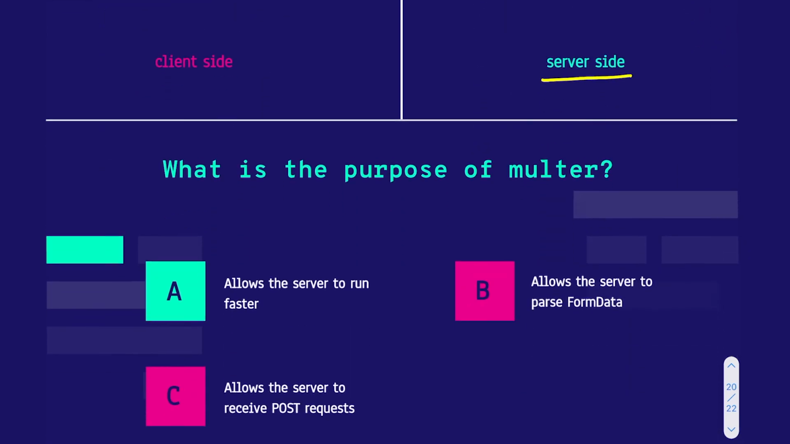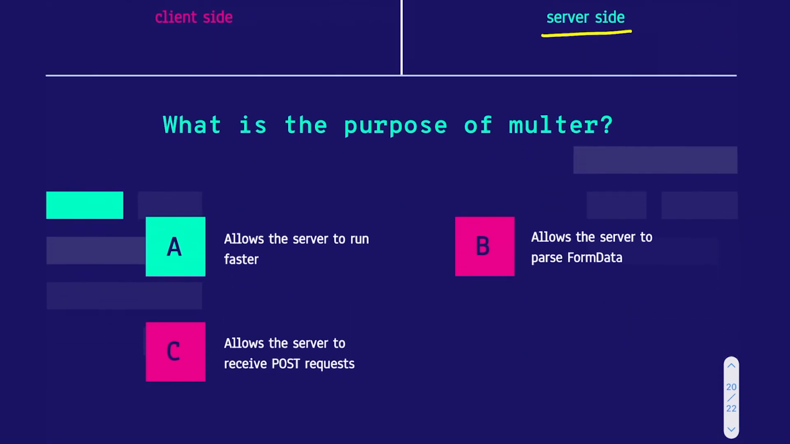All right, next question. What is the purpose of multer? A, allows the server to run faster. B, allows the server to parse form data. Or C, allows the server to receive post requests. The correct answer here is B. Yeah. So multer is basically this middleware where you can extract post parameter values sent through form data.